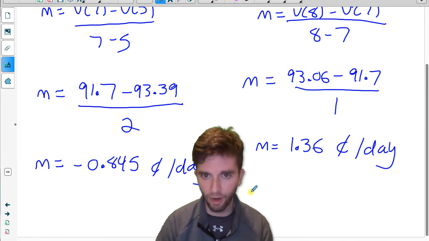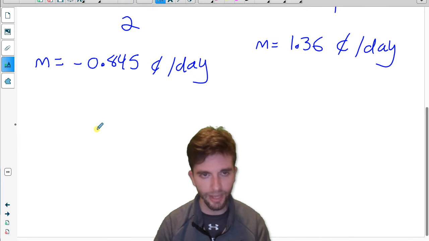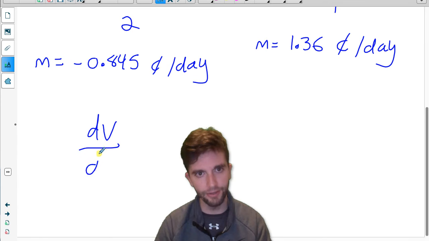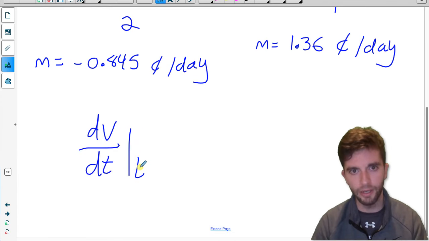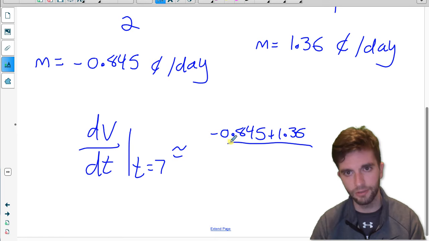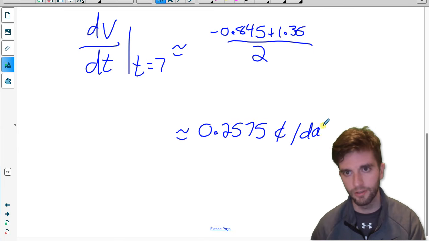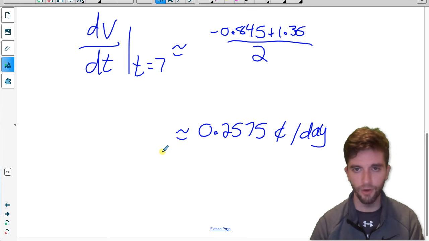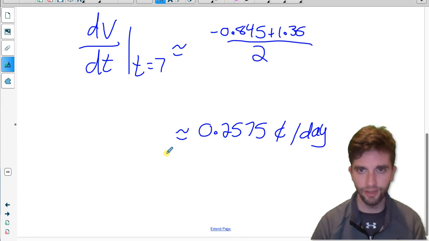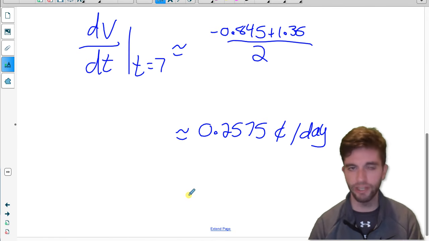So what do we think is happening on November 7th? A good estimate would be the average of those two things. So an estimate for the instantaneous rate of change of the value with respect to time on November 7th would be approximately equal to the average of those two numbers. So we just add them and divide by 2. And we get about 0.2575 cents per day. So that's our estimate for the instantaneous rate of change of the value of the dollar on November 7th. We think it's going up by about 0.2575 US cents per day.